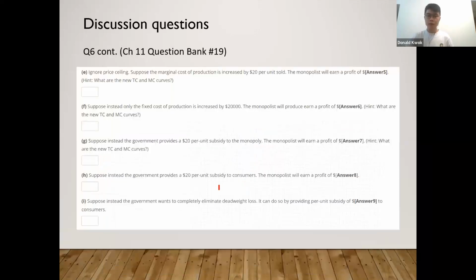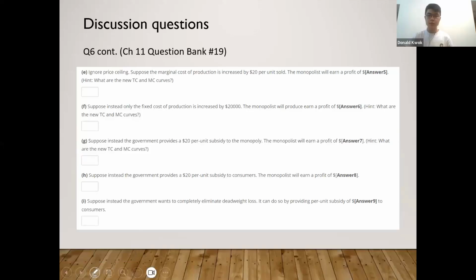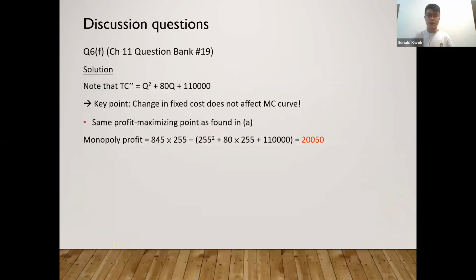For part F, if there's an increase in fixed cost by $20,000, what would be the profit of the monopolist? Actually, even when there's a change in fixed cost, it will have no impact on the marginal cost, right? So this is the key point that we need to recognize. If we apply the profit maximization condition MR equals MC, then it will be the same point as we found in part A.